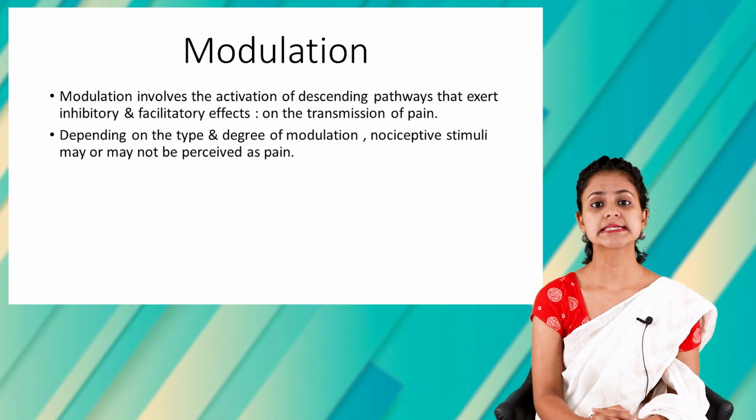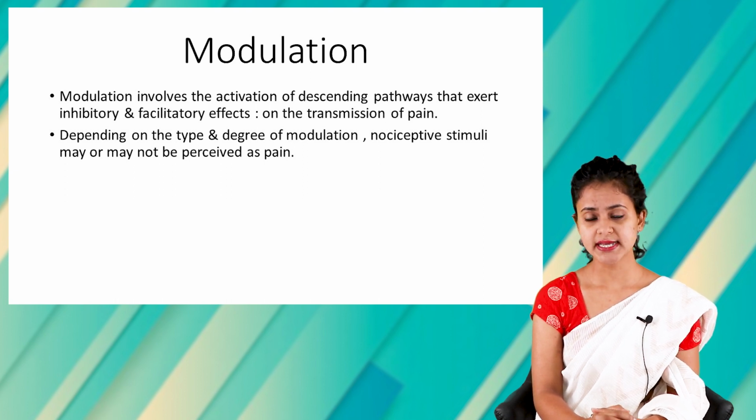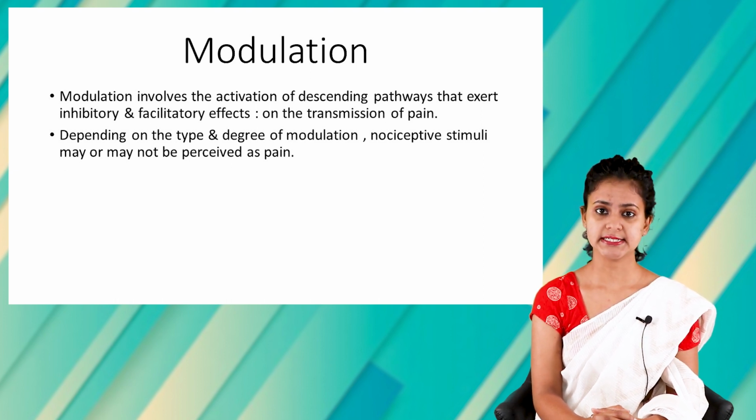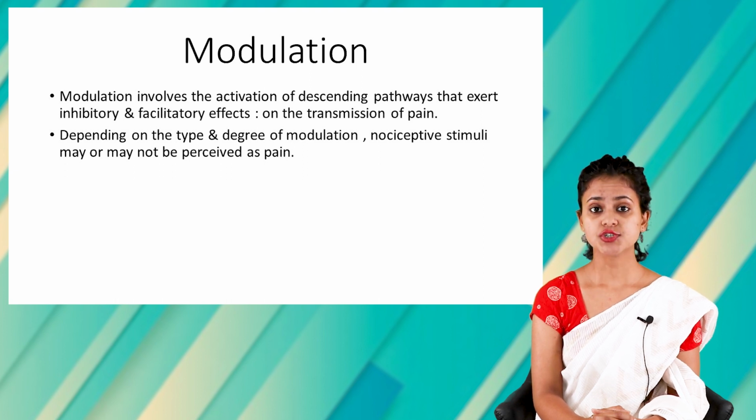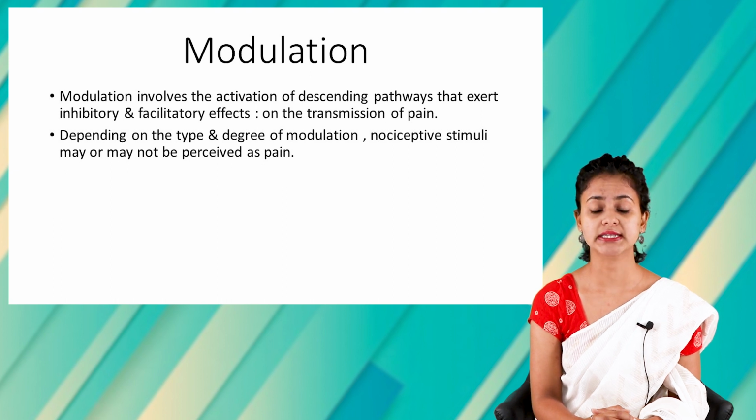Modulation is the fourth stage of the pain mechanism. Here, modulation involves the activation of descending pathways. The activation of these descending pathways exerts inhibitory and facilitatory effects. So depending on the degree and type of modulation, the nociceptive stimuli may or may not be perceived as pain. Definitely, depending on this modulation, a person will complain about the severity and also the type of pain.